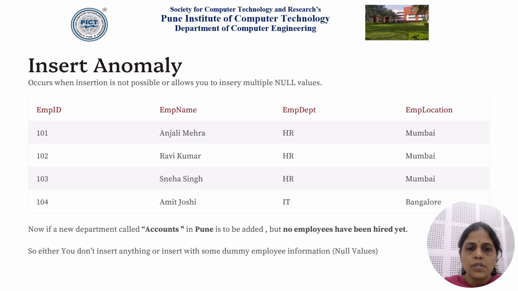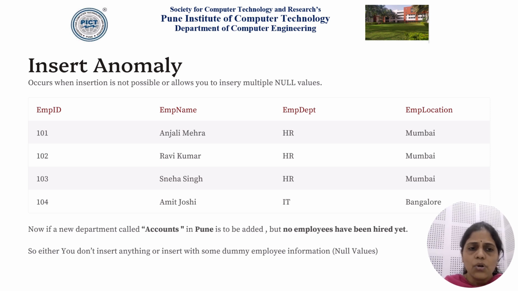Suppose for instance a new department is launched by the company, let us say for example Accounts, and it has been started at the location Pune, but no employees have been hired yet. In that case, how do I insert that record into this table? Because no employee has been hired for that department, I do not have values for employee ID and employee name. In turn, I have to insert a null value for employee ID, a null value for employee name, and then the department as Accounts and the employee location as Pune.